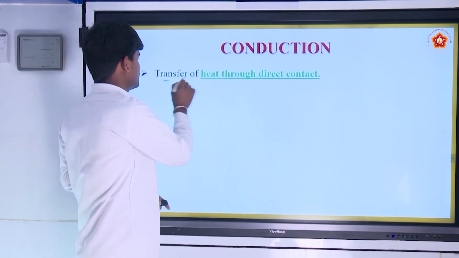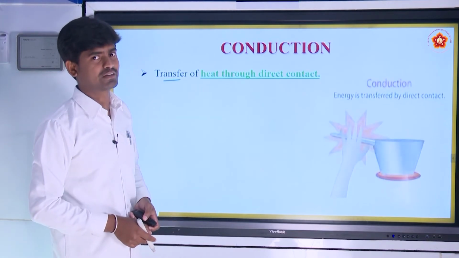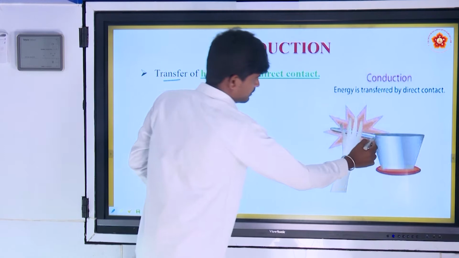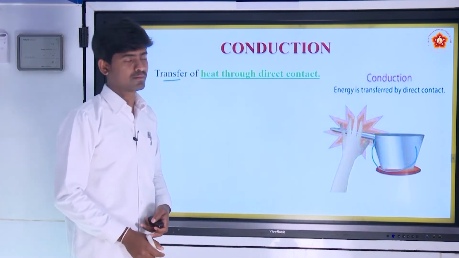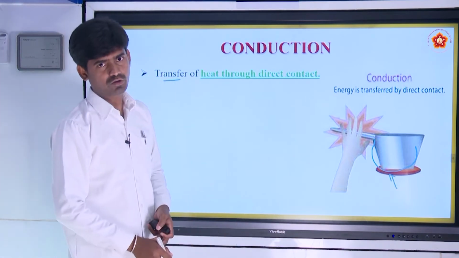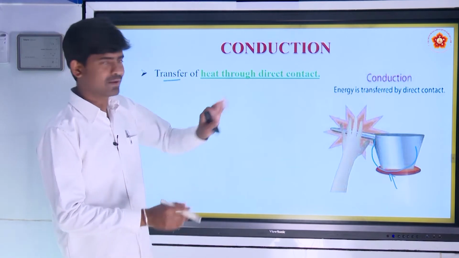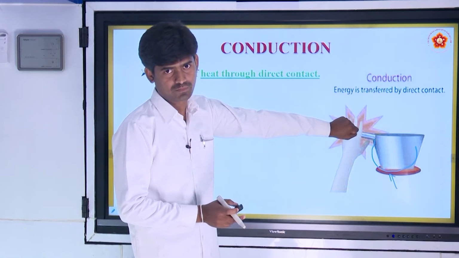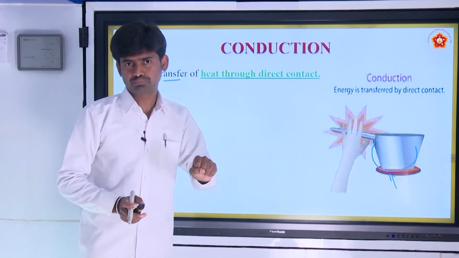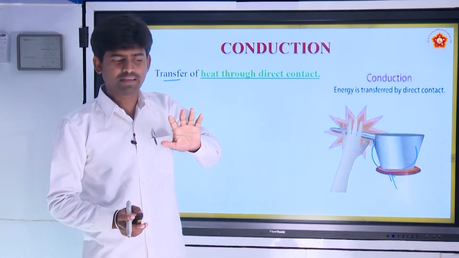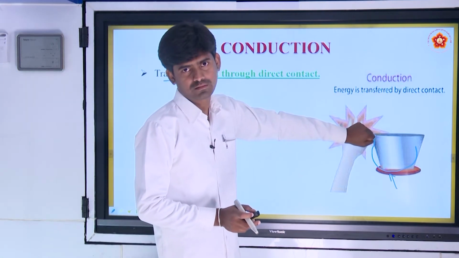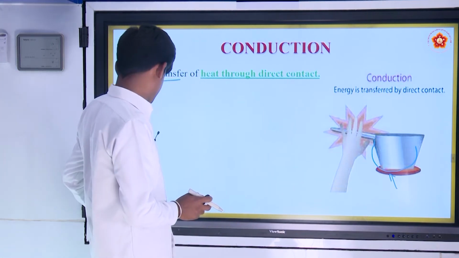Here is a point: transfer of heat through direct contact. Conduction occurs when we are heating something through direct contact. Here there is an image. When we are heating this bucket or that pan and we touch the handle, our hand is in direct contact with the bucket, and at that time our hand will burn. Suppose I am using a cloth, will it burn our hands? No, because it is not direct contact with the bucket.